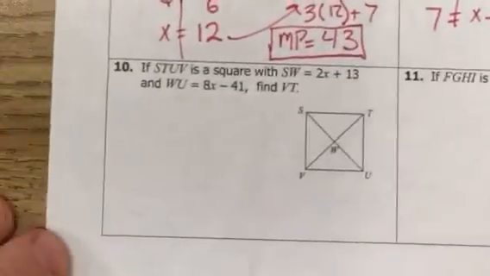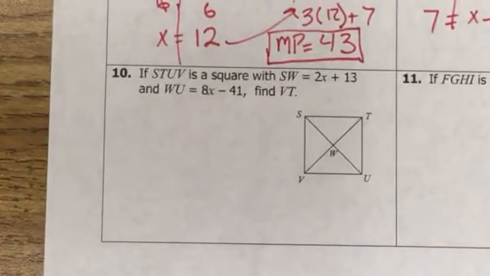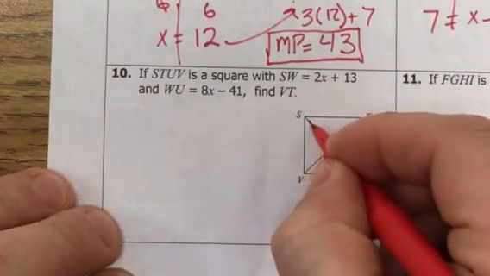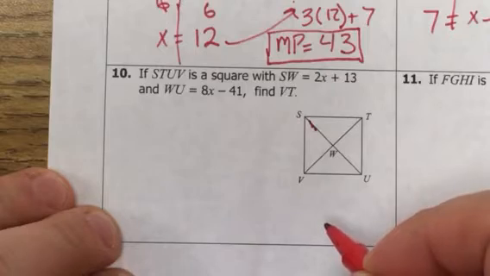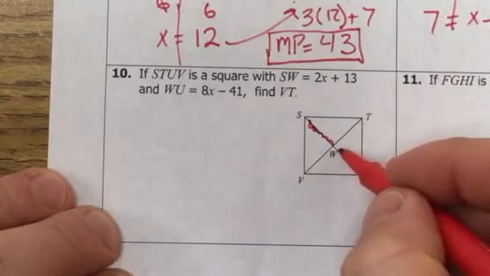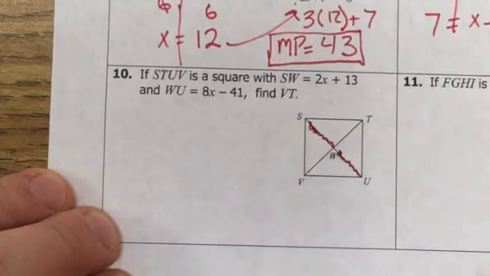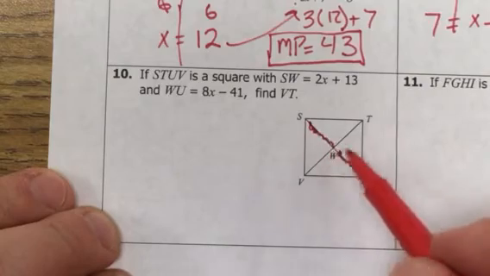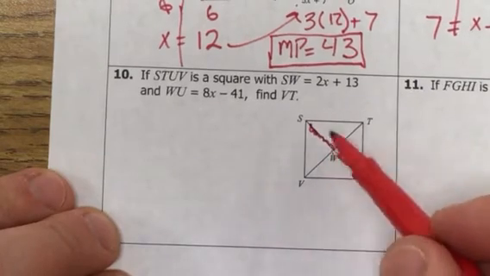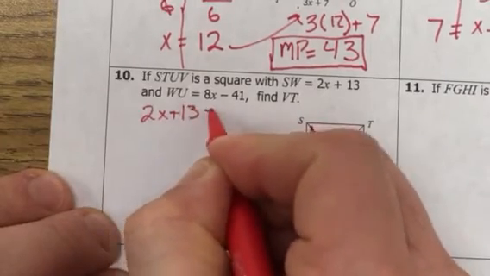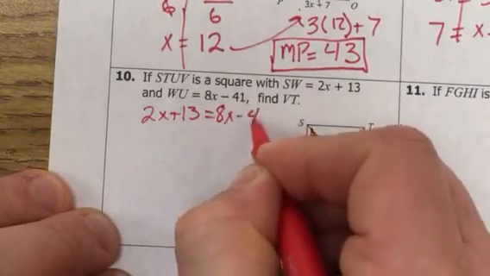All right, looking on number 10. If STUV is a square with SW being 2x plus 13, SW, excuse me, and WU being 8x minus 41, find VT. Well, square, we know that diagonals bisect each other. Those two pieces have to be congruent, so 2x plus 13 equals 8x minus 41.